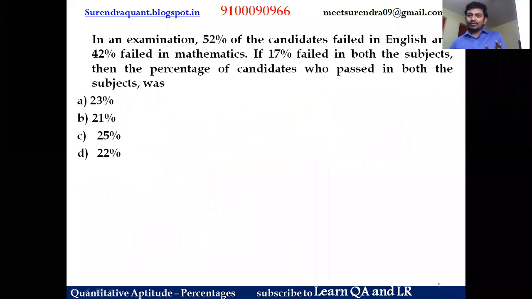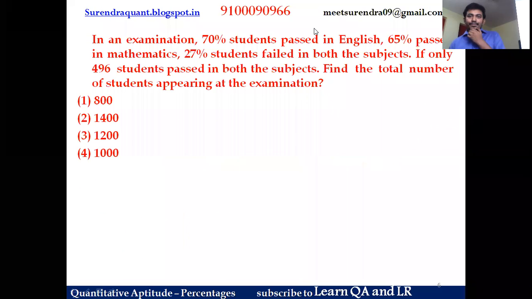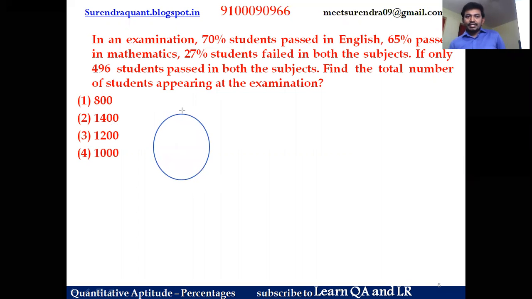We have another 5-6 questions, right? Don't stop here. In an examination, it is now time to put it directly on the paper. Anyhow, I will discuss in detail, but you have to solve without using the diagram. That diagram must be in your mind. 70% passed in English and 65% passed in math, right? So this is English passed, that is 70%, and this is math passed, which is 65%.